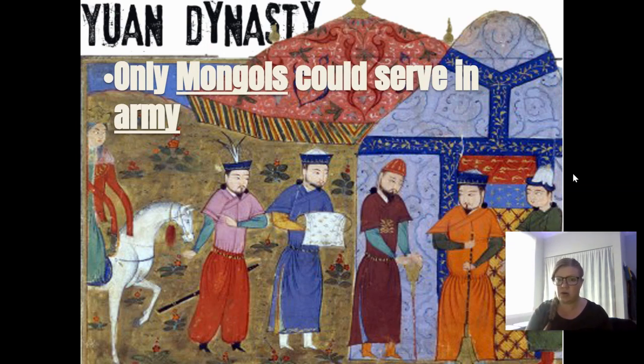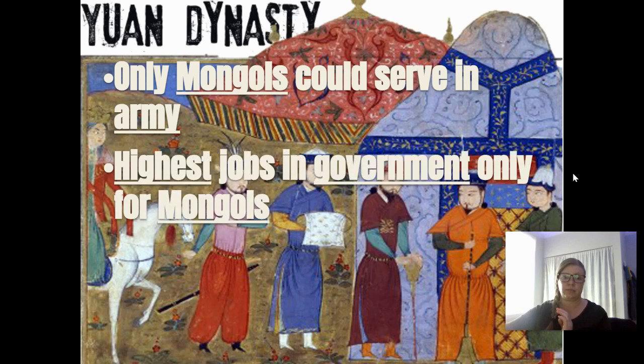Some of the things, though, that they have a complete division on is, because the Mongol army is stronger, obviously, because they won all of the Chinese territory, only the Mongols were allowed to serve in the army. So the army was based 100% on Mongol soldiers. The highest jobs in government also could only be held by Mongols. Your emperor's a Mongol, then most of his underlings are going to be Mongols as well.